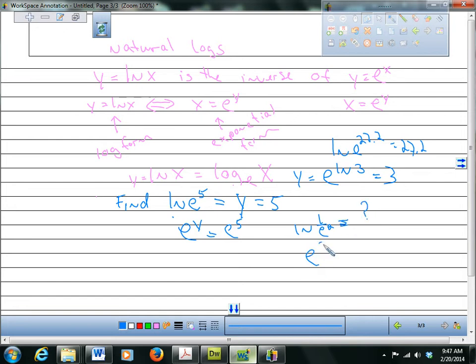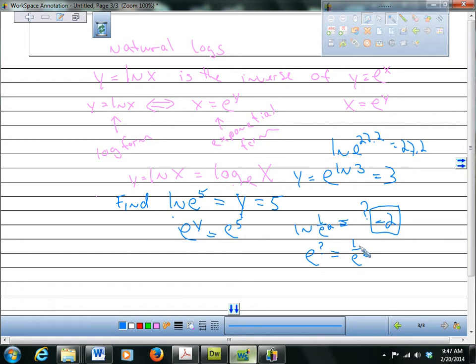e to what power equals 1 over e squared? Negative 2. You guys get that? So when you're trying to do these problems, think about it in exponential form. So e to what power gives you this? e to the negative 2 power gives you this, right?